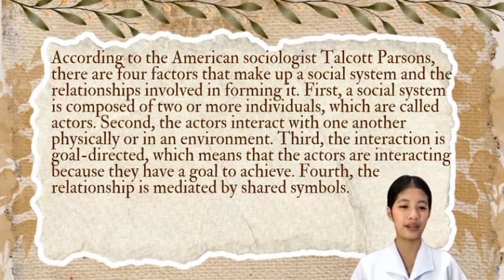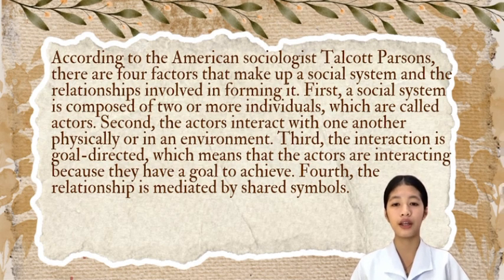And then the second one is, the interaction is guided by shared symbols, meaning people understand each other through language, gestures, or actions. And then the third is, the interaction is goal-directed. Na jud tay purpose like cooperation, teamwork, or success. And the fourth one is, our relationships are guided by shared norms or values. Mao na ang reason why people can live together and work peacefully.